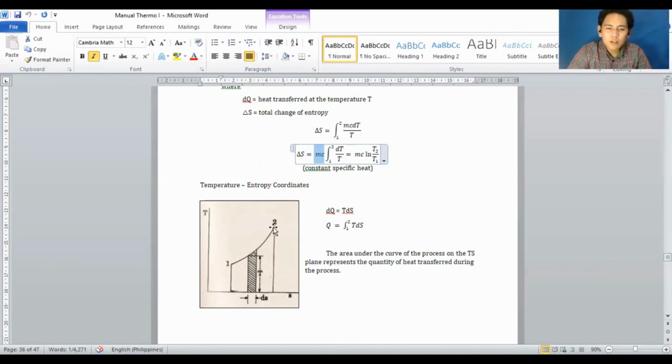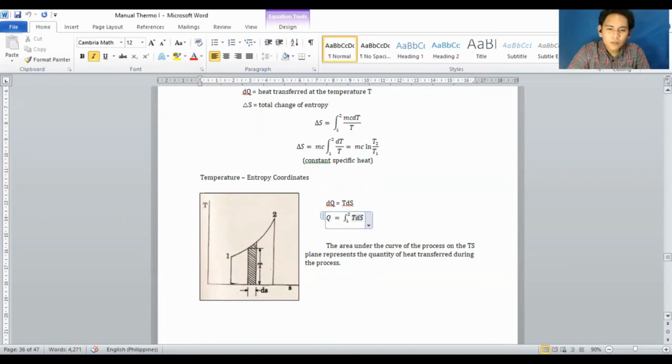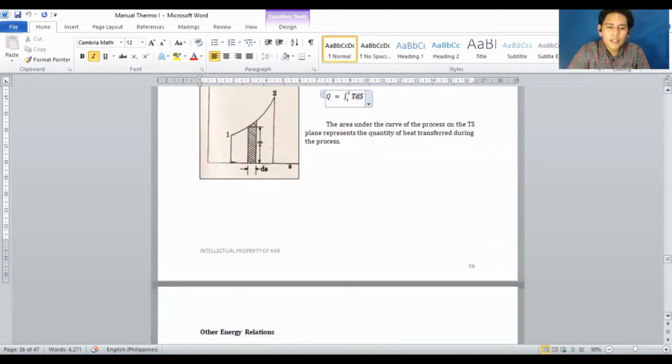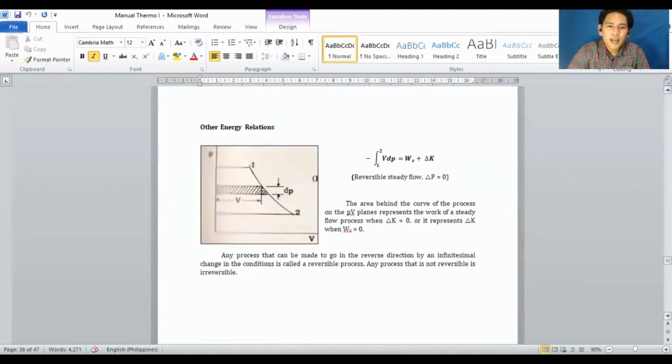Now, in temperature-entropy coordinates, the area under the curve of the process on the TS plane represents the quantity of heat transferred during the process. This is your TS diagram. So this is your temperature. For us to know the area under this curve 1, 2, we have to know your dT and your dS. So therefore, your T dS is your Q. Right? And that's it for module 3, which is the ideal gas.